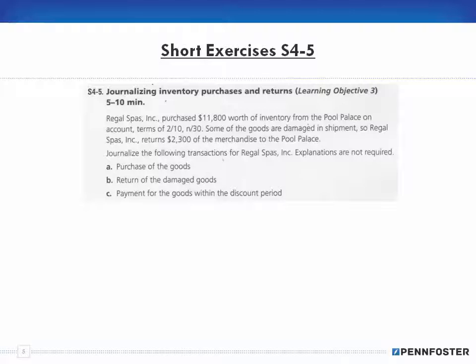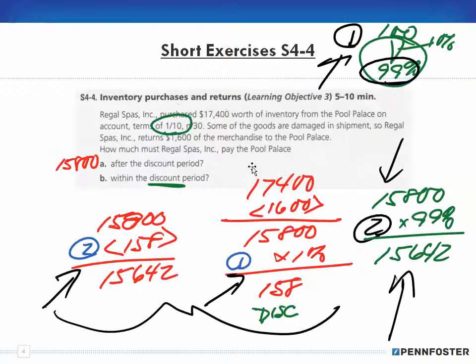All right. 4-5. It says here, journalizing inventory purchases and returns. Regal Spas purchased $11,800 worth of inventory from Pool Palace on account again, right? On account, 11,800. Terms 2/10, net 30. Some of the goods are damaged in shipment, so Regal Spas returns $2,300 of the merchandise to Pool Palace. Basically the same exact scenario up here, except different amounts.